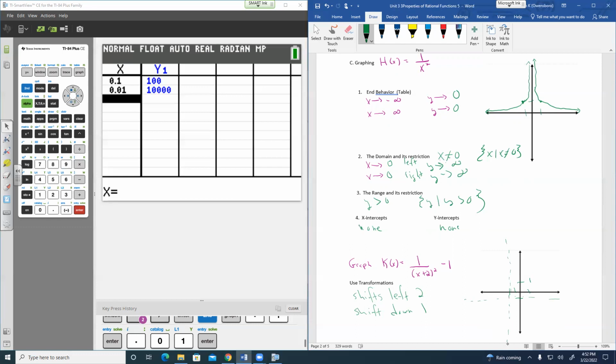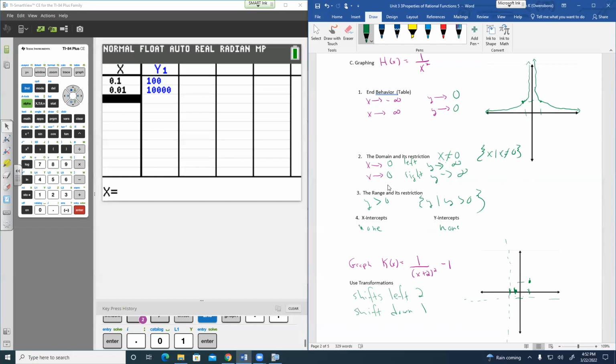So let me see here. Where am I at? Can't see that. It's not very easy to see there. So let me make a little bit darker mark there. Okay. So I got this tick mark here and this tick mark here. Okay. So this point that was at 1, 1 is going to go left 2 and down 1. It's going to be now at this spot.